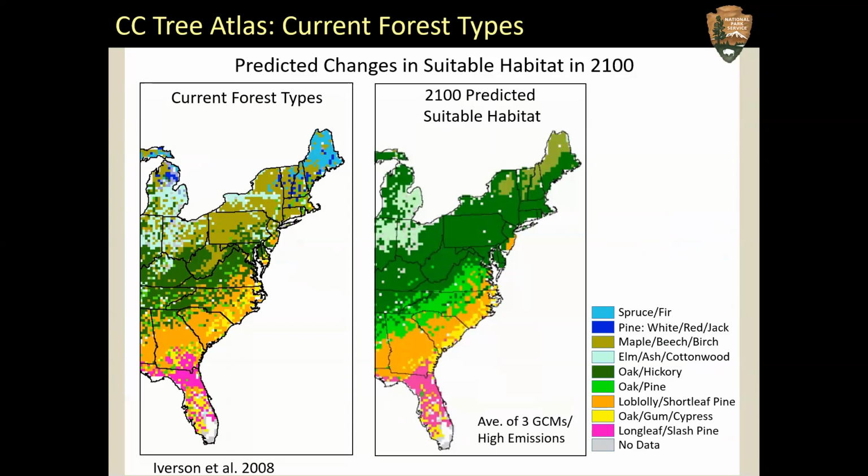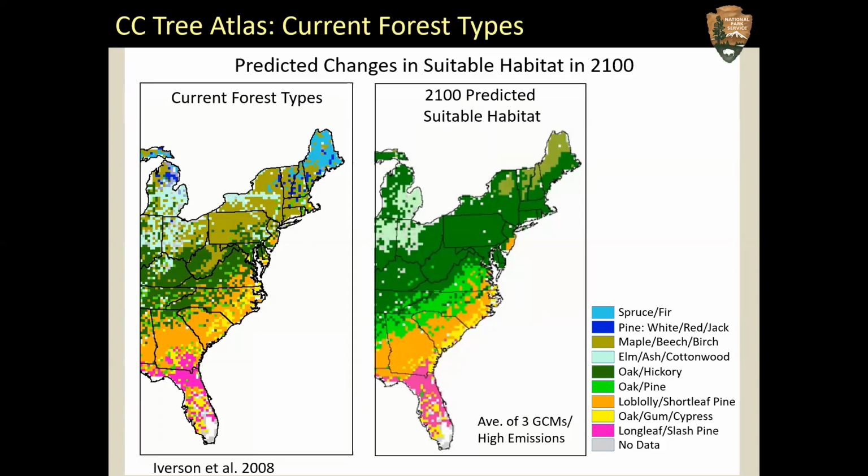Species distribution models, for those unfamiliar, take environmental and climate variables that best predict the current distribution of a species, and then they predict the future suitable habitat for that species using general circulation models of future climate scenarios. And so as you can see in the maps here, the Climate Change Tree Atlas predicts a major expansion of suitable habitat for oak hickory species into the northeastern US by the turn of the century.